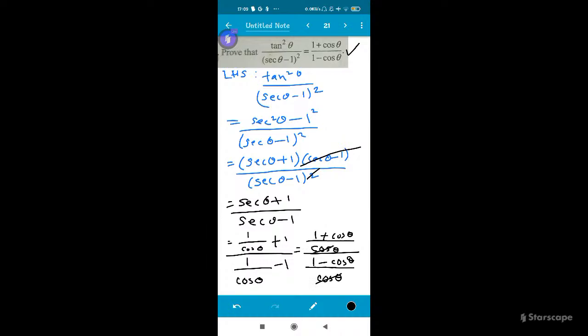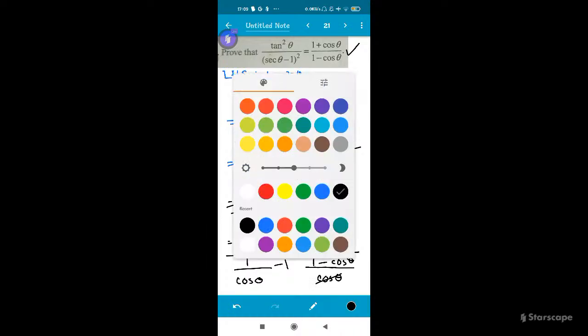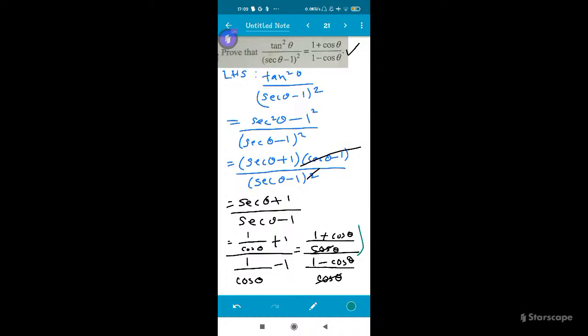So now I can cancel out this cos theta and cos theta. So we will be left with 1 plus cos theta divided by 1 minus cos theta, and this is what the RHS wanted. So proved. Just imagine from tan we are bringing cos. So it's very simple. You just have to remember the relations which we have learned, and then we can simply put it and solve it.